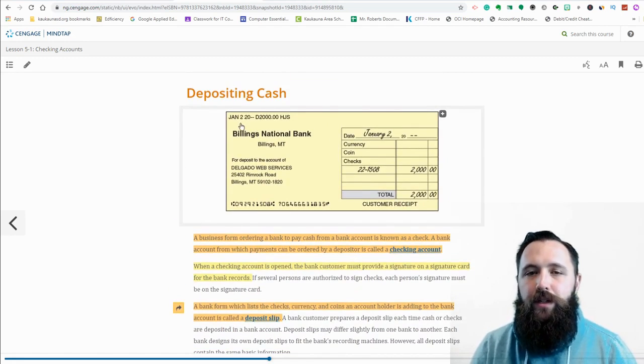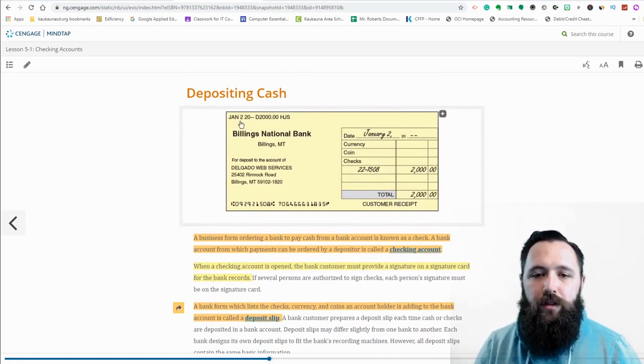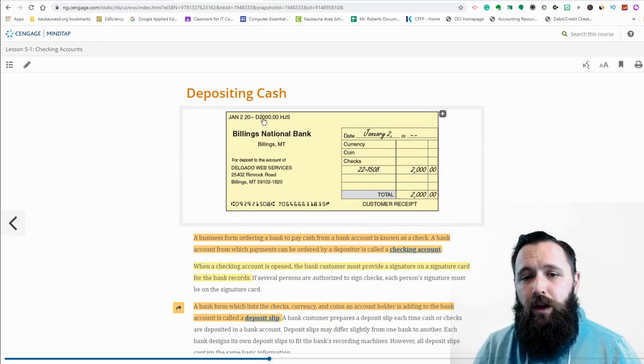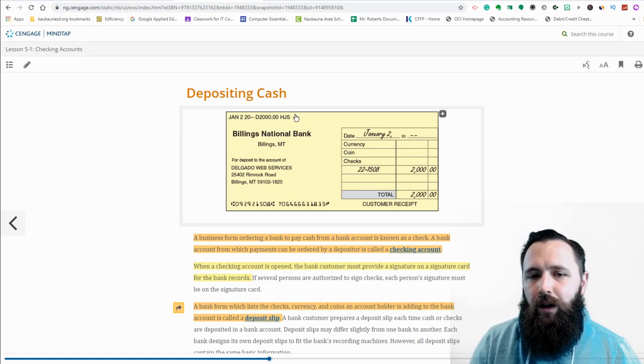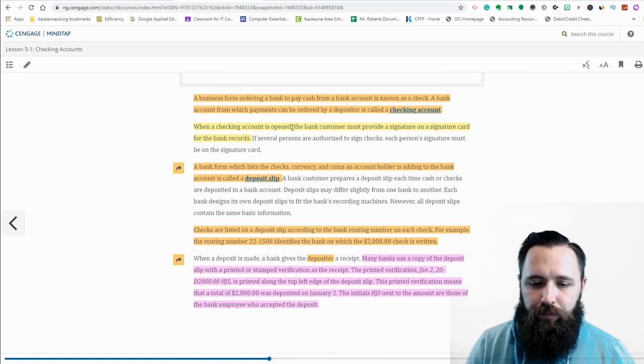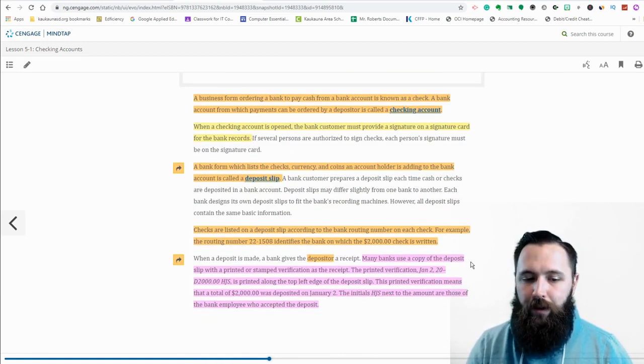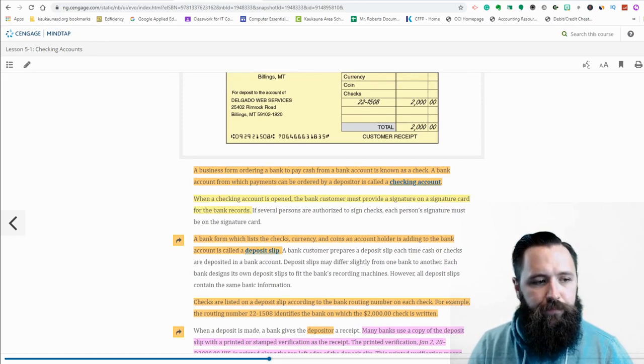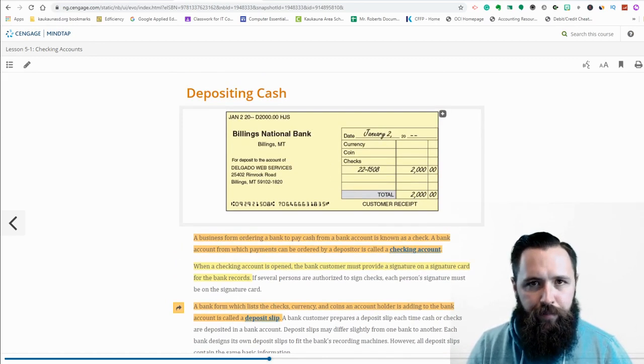If you see up here, it says January 2nd. So this is some information that you'd have. January 2nd is the date that this deposit was made. It was $2,000, and this is the name of the teller, or the initials of the teller. It can be different from bank to bank. So that's our deposit slip.